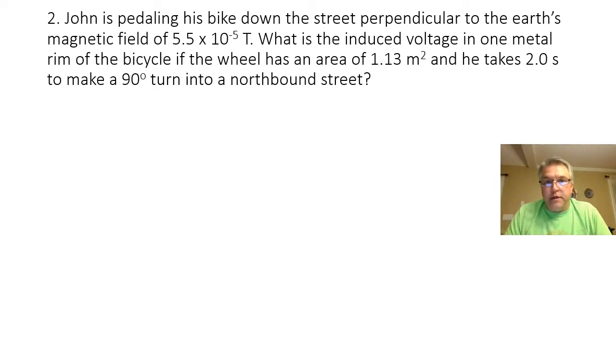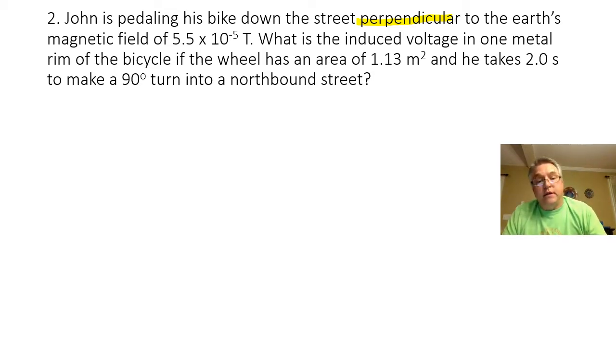A couple of things I want to point out before we look at the math for this problem. We know that after he takes his 90-degree turn, he's going on a northbound street. So we can presume that before that, he was traveling either east or west. That's important because if he's traveling perpendicular, and this is a key word, perpendicular to the Earth's magnetic field, he's going to have the maximum number of magnetic field lines passing through the rim of his bicycle, which means that his magnetic flux is going to be at its maximum value.